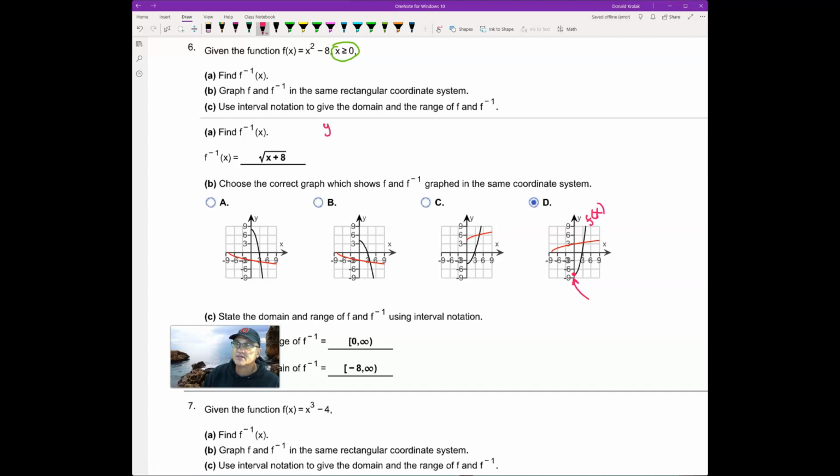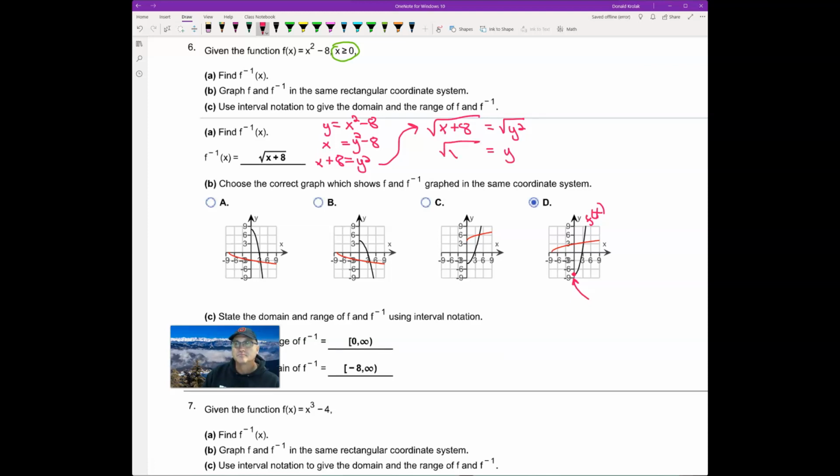To do that, we get rid of f of x, then we switch x and y. Okay, add 8 to both sides, and take the square root. And then replace the y with our inverse notation. So there's our inverse. And then we graph that one.